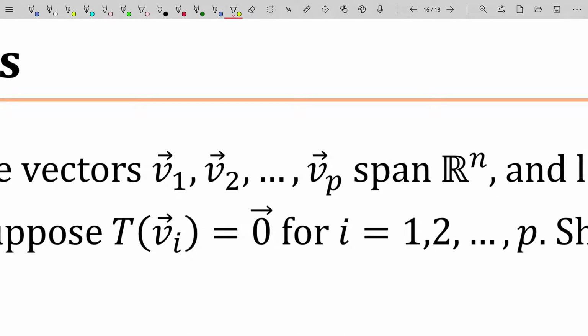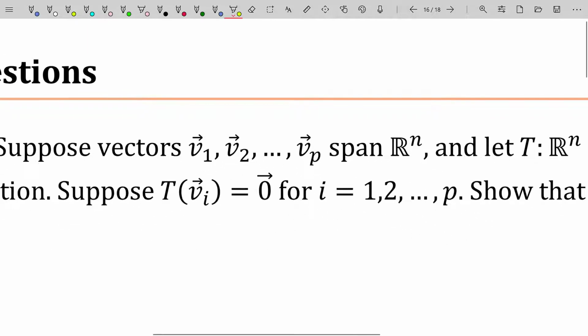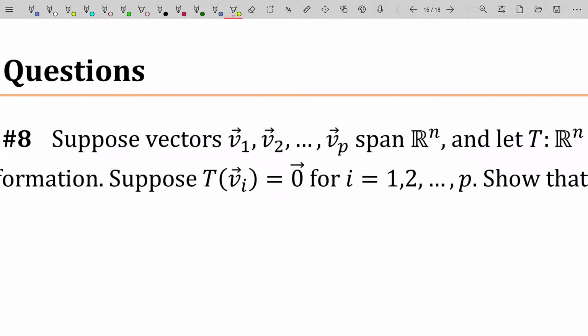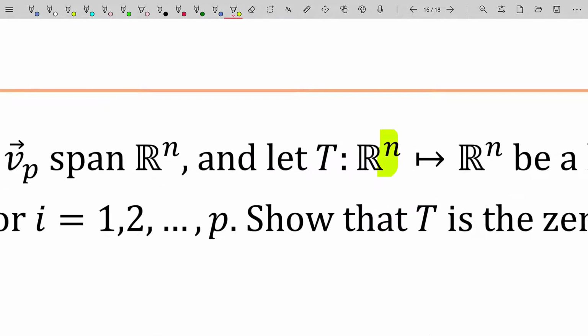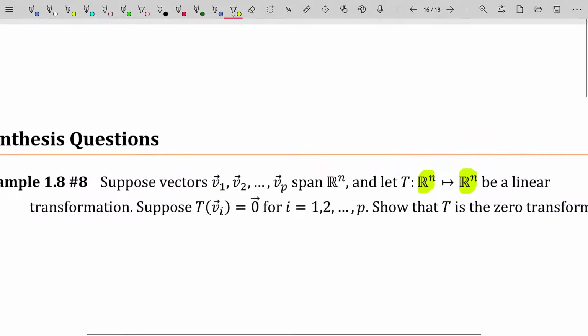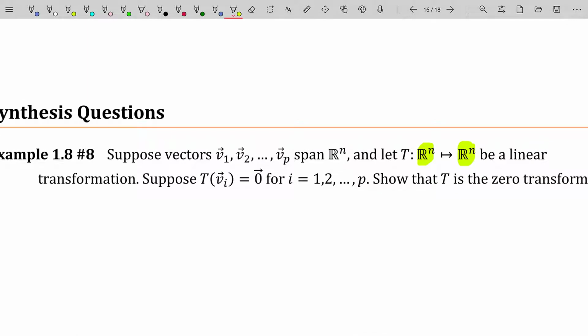Now, each of these pieces that you're handed are very important, so being able to dice that apart and say what that means is going to be important. But we'll keep reading and then we'll summarize when we start the problem. We're going to let T be a transformation from Rn to Rn, and it's a linear transformation. That's going to be important because, well, they told us.